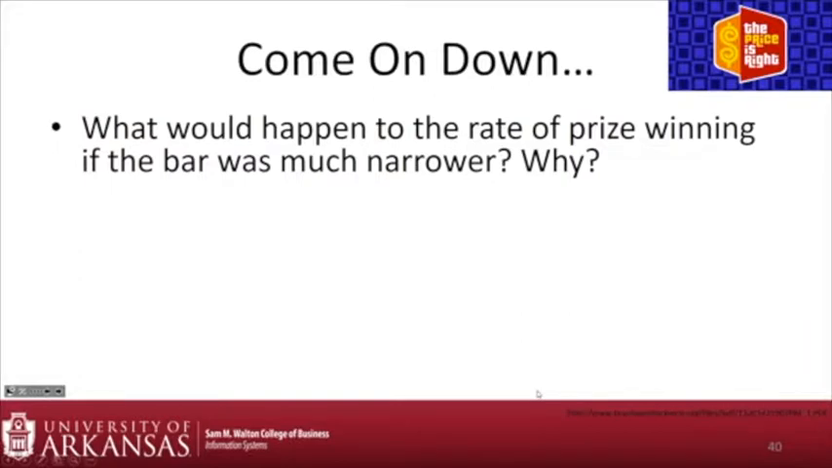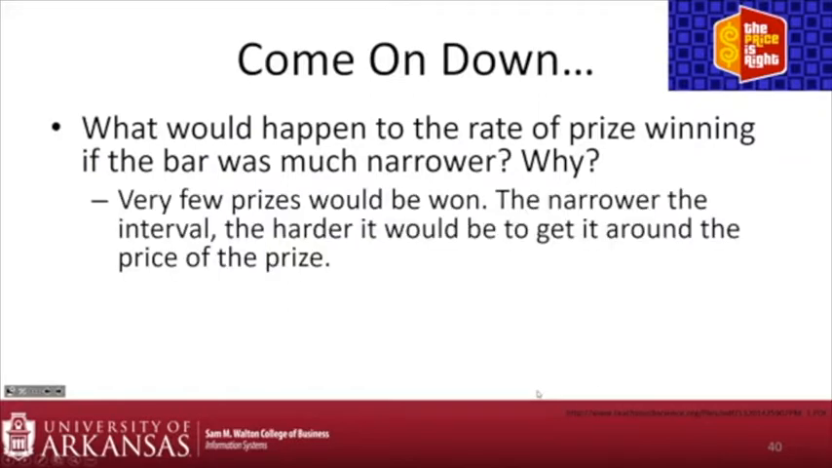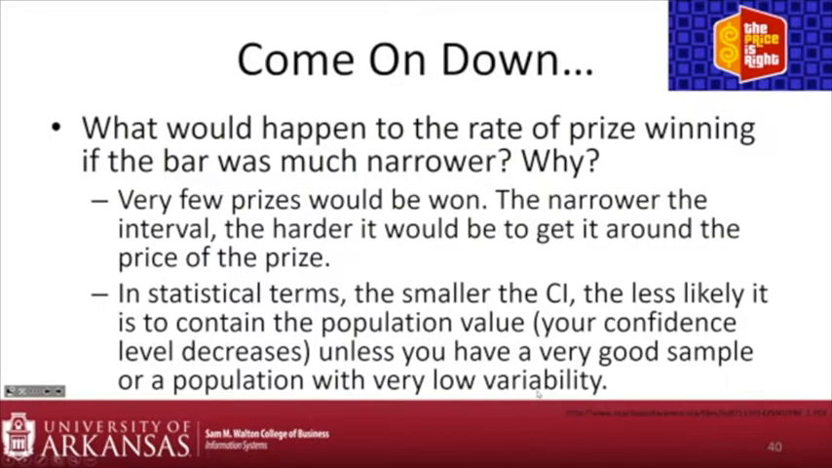So if we talk about The Price is Right, what would happen to the rate of prize winning if we shrunk the bar? So if our margin of error wasn't $75, but was $25. How many people say, we're going to shrink our margin of error, we're going to have a narrower bar. How many say we're going to give away more prizes? How many say we're going to give away fewer prizes? Okay, so we're giving away fewer prizes. Right? So very few prizes are going to be won. Statistically, the smaller our confidence interval, the less likely we're going to get that population parameter.